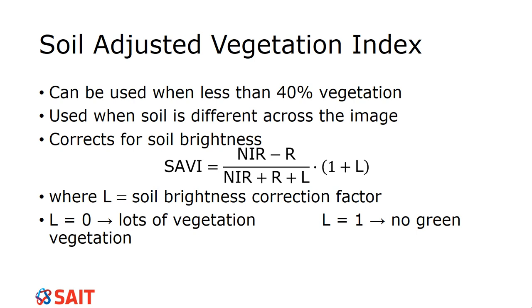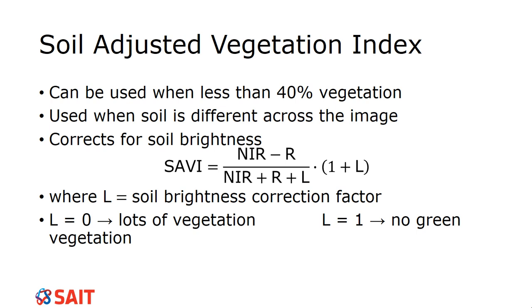Then we have another one. Now we're getting into soil adjustments. So the soil adjusted vegetation index. This is a great index for anything that has less than 40% vegetation and is in an area where there is soil. So especially crops, right? As crops are emerging or after they've been harvested, we can take a look at this vegetation index. Not that you really want to look at vegetation after it's been harvested, but who knows? So we use this when the soil is also different across the image.